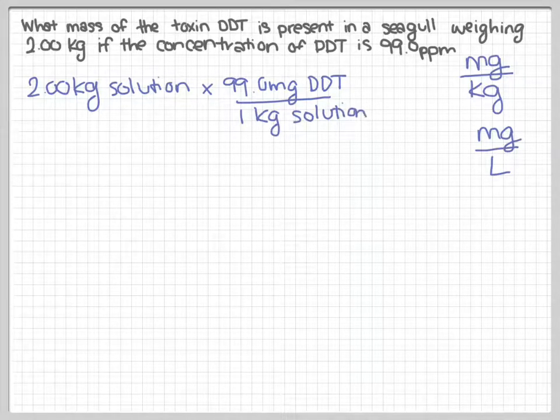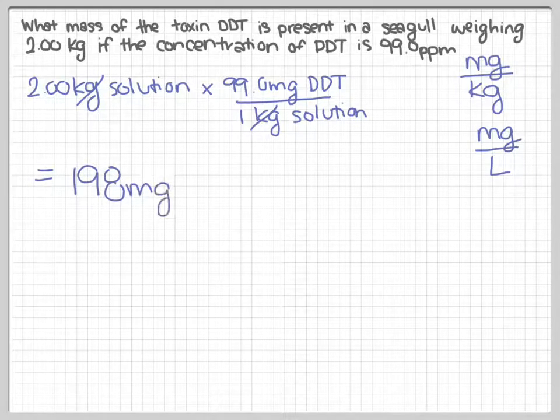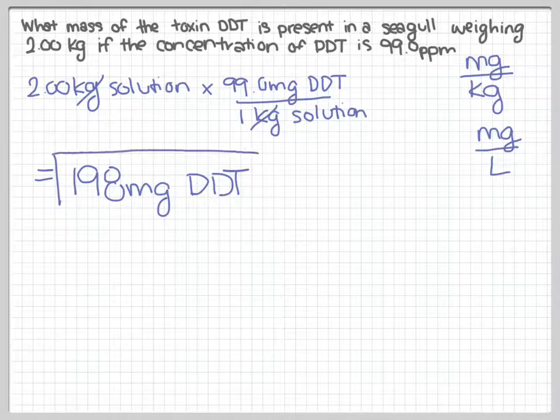This is great. They actually gave us a unit that we needed in our conversion factor, so we don't have to convert the kilograms to something else. Kilograms and kilograms cancel out. We can just plug this into the calculator. This is going to be 2 times 99 divided by 1. Your calculator is going to spit out 198 milligrams of DDT. And this is already rounded to 3 significant digits, so we are done.